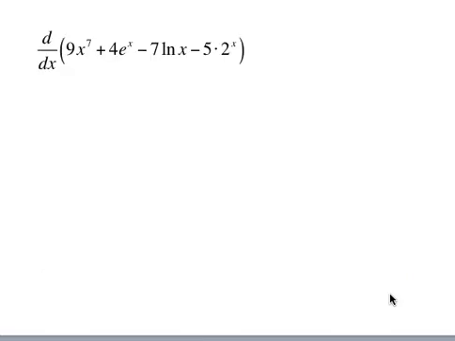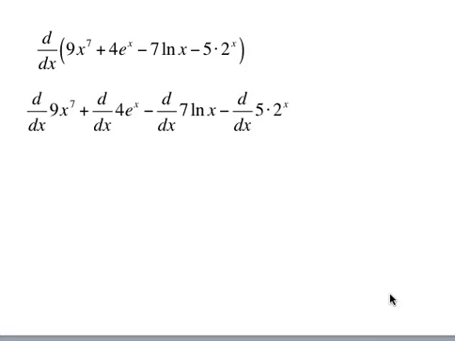So let's take a look at this. We have the derivative of 9x to the 7th plus 4e to the x minus 7 log x minus 5 times 2 to the x. The derivative of the sum is the sum of the derivatives: derivative of the first piece plus the derivative of the second piece minus the derivative of the third piece minus the derivative of the fourth piece.